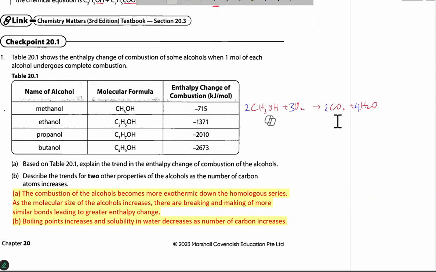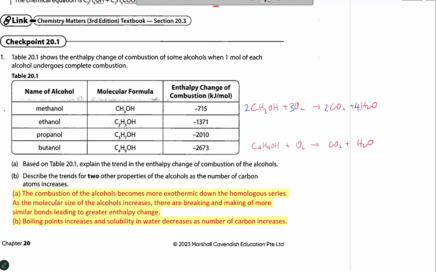Okay, let's check. 2 carbon, okay. Hydrogen, 4 times 2, 8, correct. Oxygen here is 6 plus 2 is 8. 8 is correct. So this is a balanced equation. Let me try to write the other equation. Let me write a big one. C4H9OH plus O2 will form CO2 plus H2O.